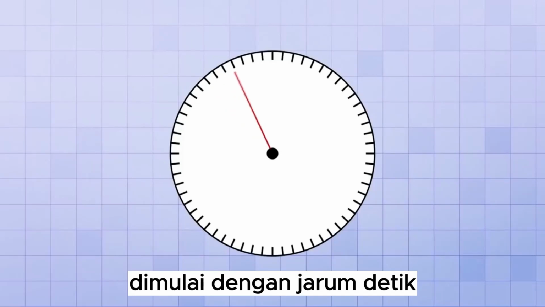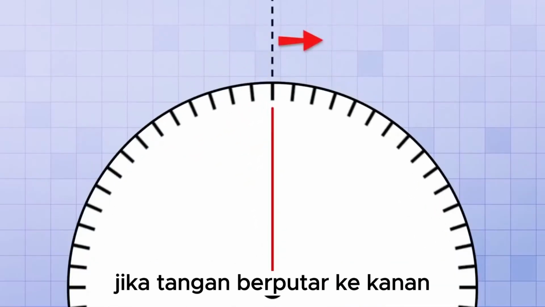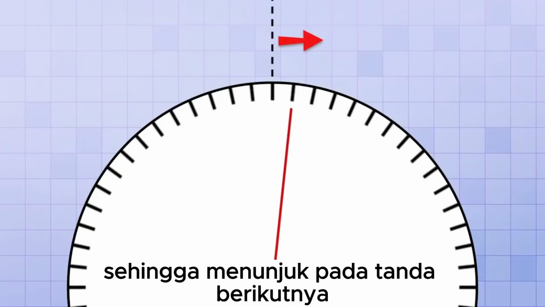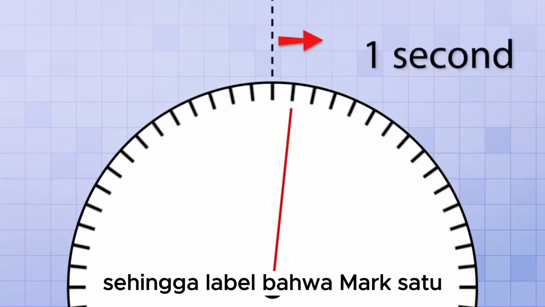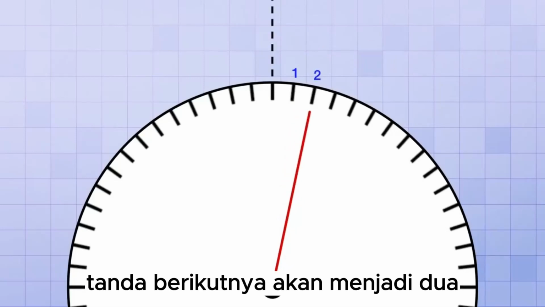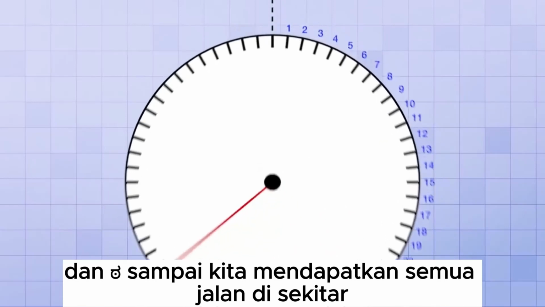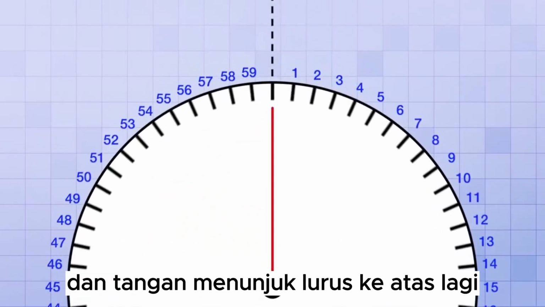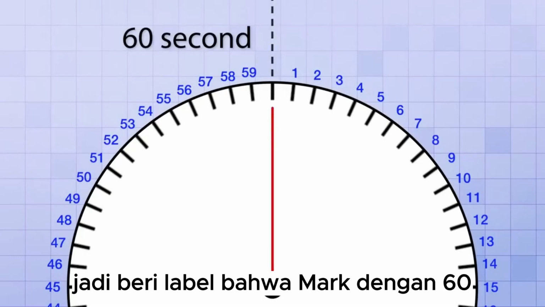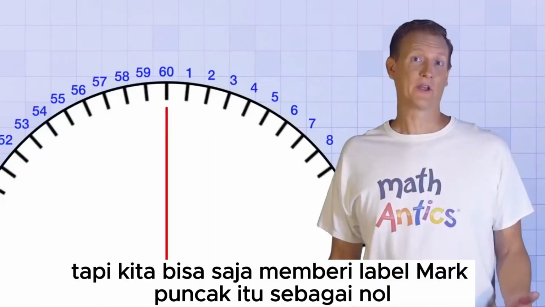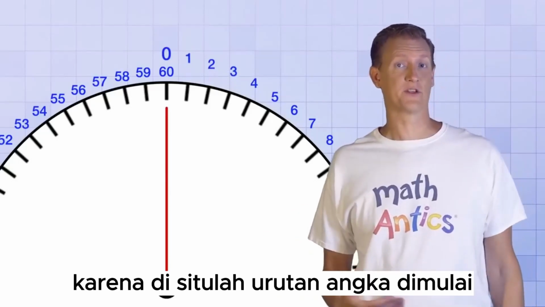Starting with the second hand pointing straight up at the top of the clock face, if the hand rotates to the right so that it's pointing at the next mark, that means that 1 second of time has passed. So we'll label that mark 1. The next mark will be 2, the next 3, and so on until we get all the way around and the hand is pointing straight up again. That means exactly 60 seconds have passed, so we'll label that mark with a 60. But we could have labeled that top mark as a 0, since that's where the sequence of numbers starts.